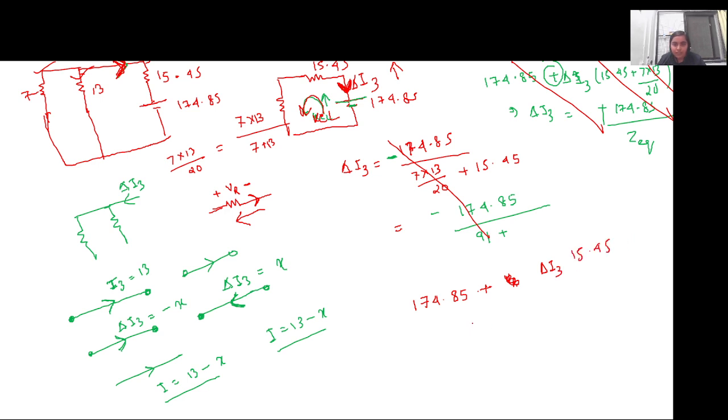Again in this case, since we are assuming I3 to be in this direction, it will be a voltage drop like this. So in KCL we are entering through the negative side, so it will be del I3 into this 91 by 20, equal to 0. So del I3 will inherently get a negative sign. So it is 174.85 by 91 by 20 plus 15.45.